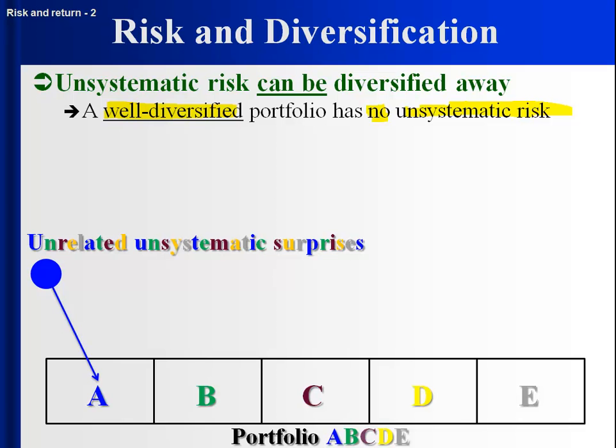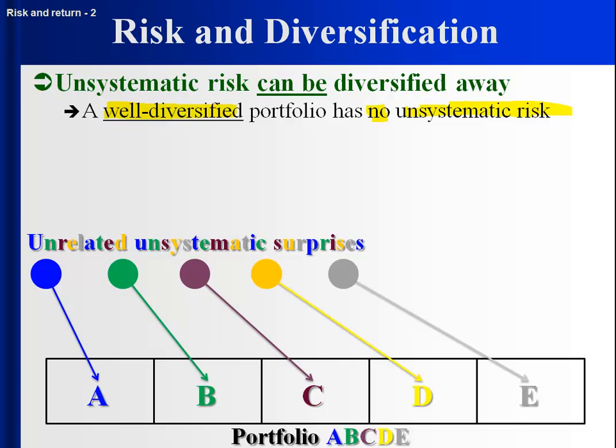So stock A has a surprise and it affects it. Stock B has a surprise, but it's unrelated to A. So if A is good, B could be good, or B could be bad, or B could be neutral. C has its own surprise. D has its own surprise. E has its own surprise. And imagine a portfolio with thousands and thousands of unrelated, unsystematic surprises. So the returns of each of the stocks are being heavily influenced by these surprises, but because they're unrelated, on any given day, some will be positive, some will be negative, and they'll completely cancel out. And that's what happens in a well-diversified portfolio.